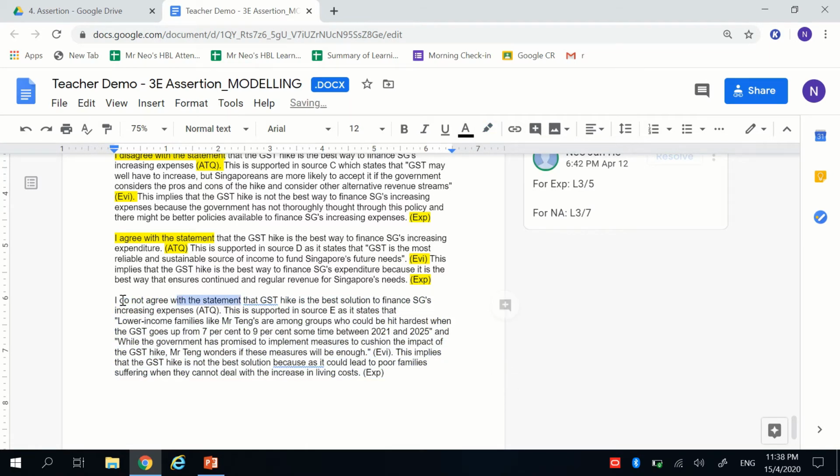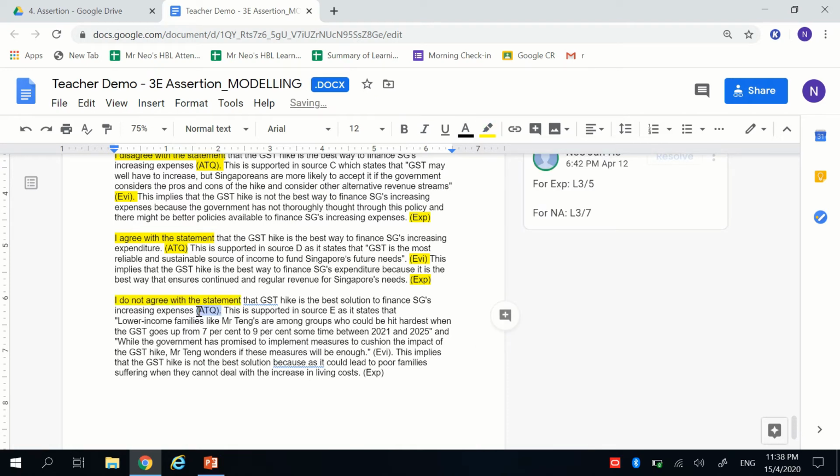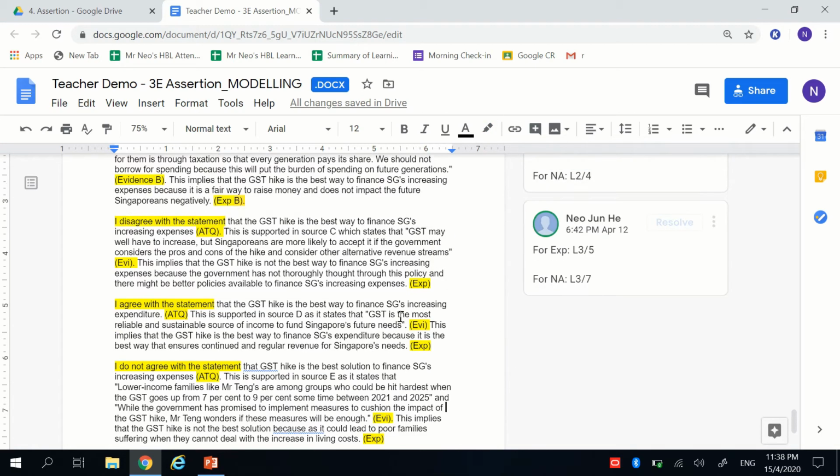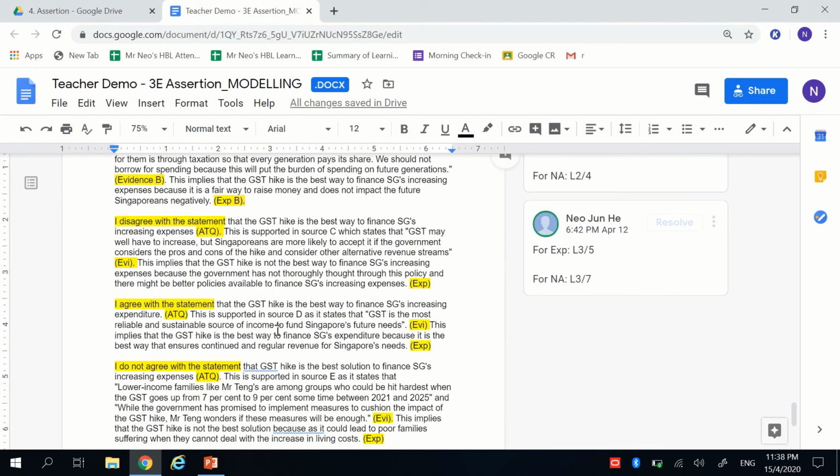I do not agree with the statement, right? This is your ATQ. You quoted, you ATQ'd, you have your relevant evidence. And then you explain it thoroughly. By this stage, with 4 perfectly written sources. So far we have sources A, we have sources B, C, D, E.